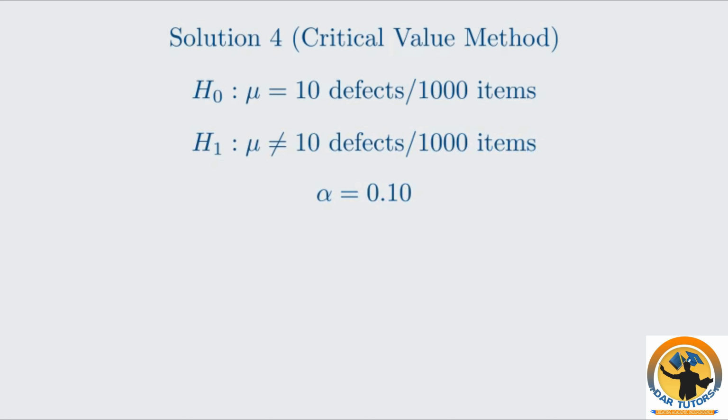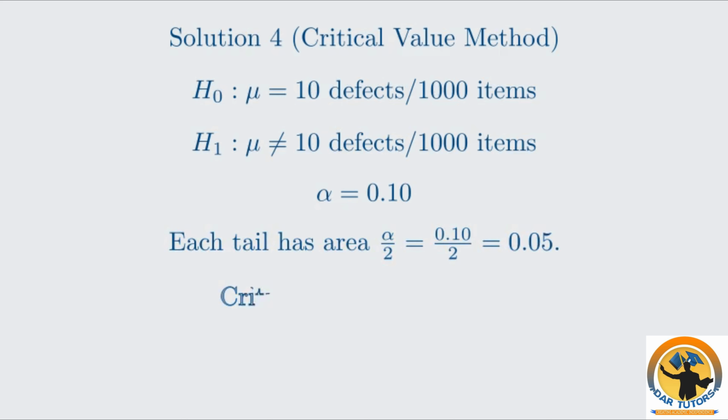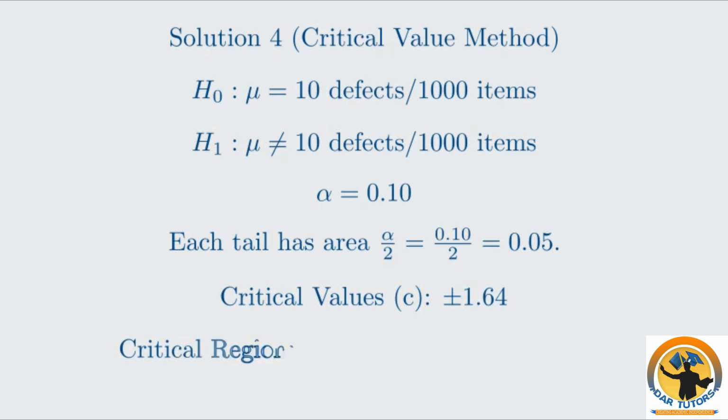Using the critical value method, we must find the critical values that correspond to this alpha level for a two-tailed test. This means we split the 10% significance between the two tails. Each tail will have an area of alpha over 2, which is 0.05. We need to find the z-scores that have 0.05 probability in the lower tail and 0.05 in the upper tail. Using the inverse normal function, the critical values are found to be positive and negative 1.64. This defines our critical region.